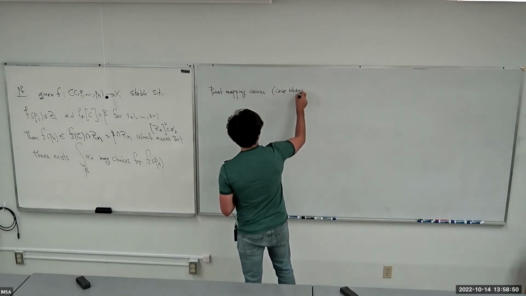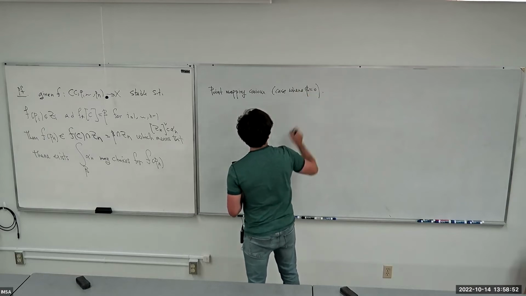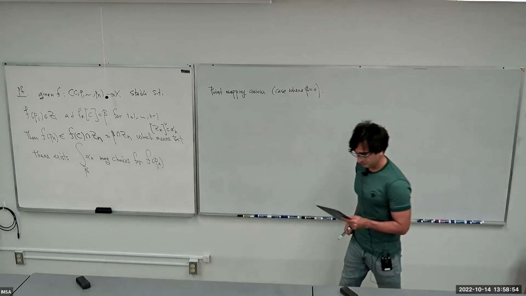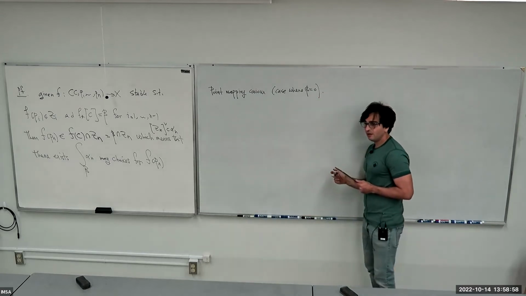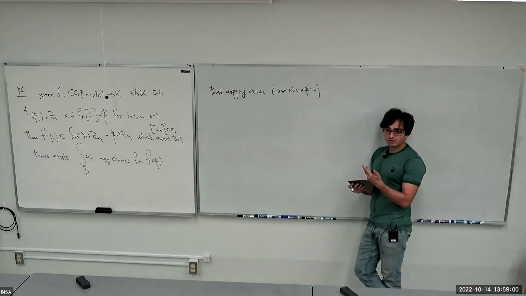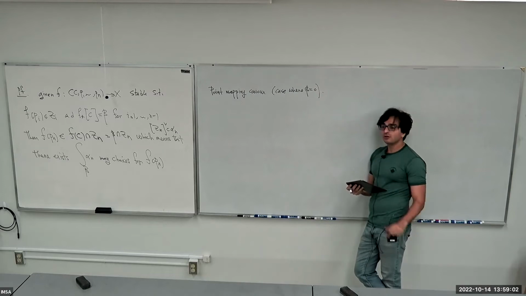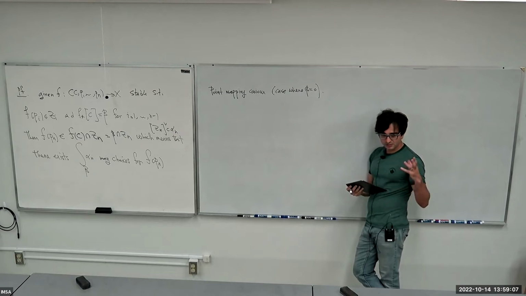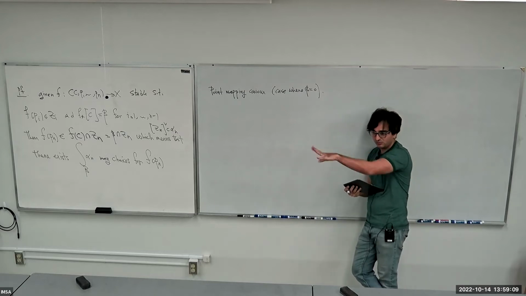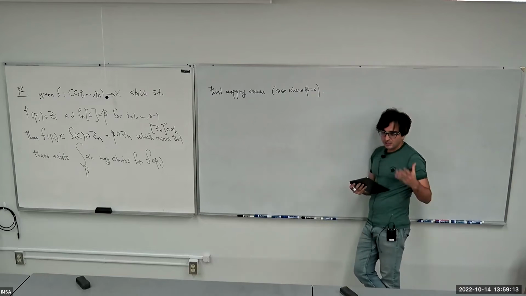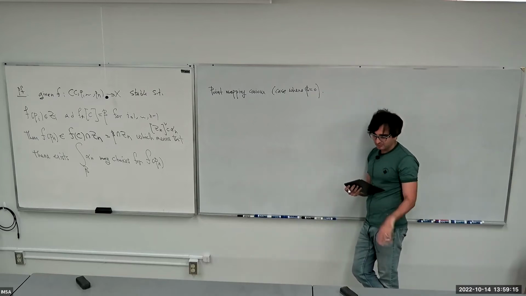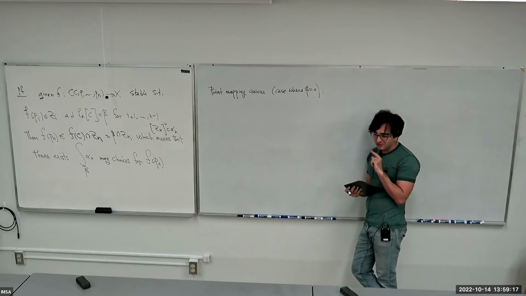Case where beta is equal to zero. Point mapping. If the image of the curve is a zero class, it means that the map is constant, right? It's a constant map because it collapses the whole curve and sends it to a point. There is no curve left in the image. So it's a point and it's a constant map.